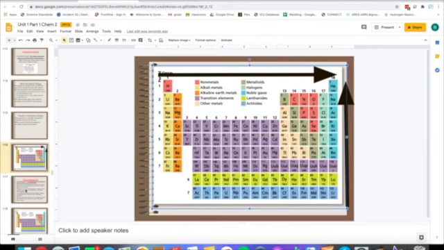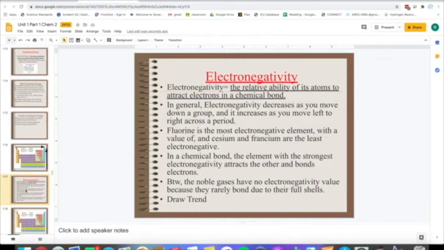All right, so next, let's go to electronegativity. The definition for that you do need to know is it is the relative ability of its atoms to attract electrons in a chemical bond. So in general, electronegativity decreases as you go down, and it increases as you go to the left. Fluorine is the most electronegative element, and francium is the least electronegative element.